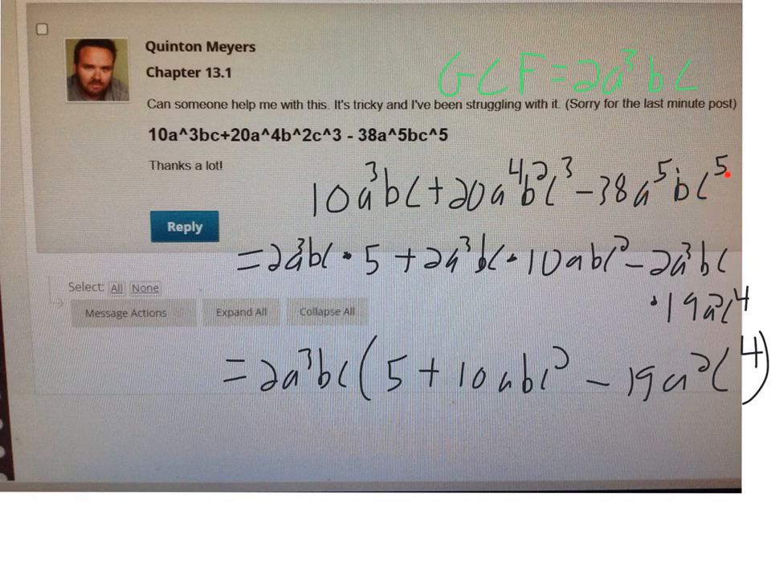So then you factor the GCF, and then what's left is the 5 and the 10a bc squared, and finally the minus 19a squared c to the fourth. Don't forget the minus sign. Close parenthesis there. Hope that helps.